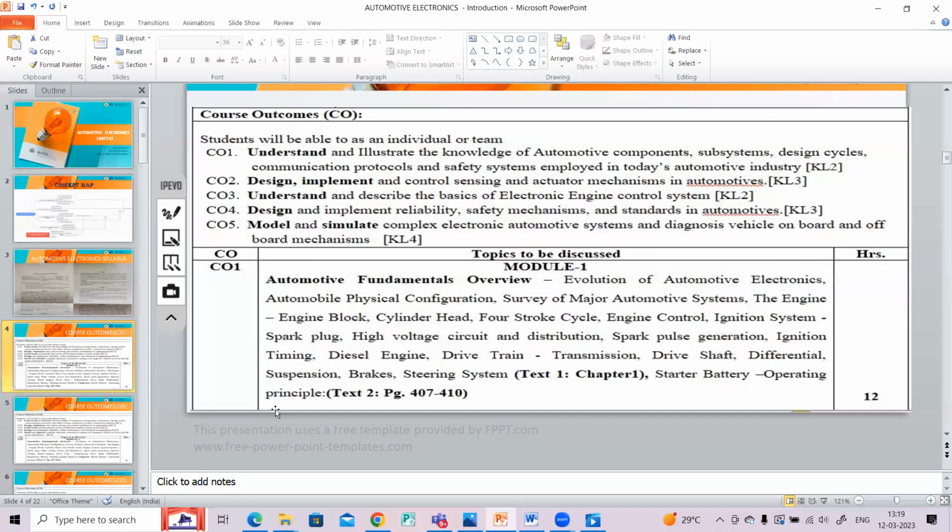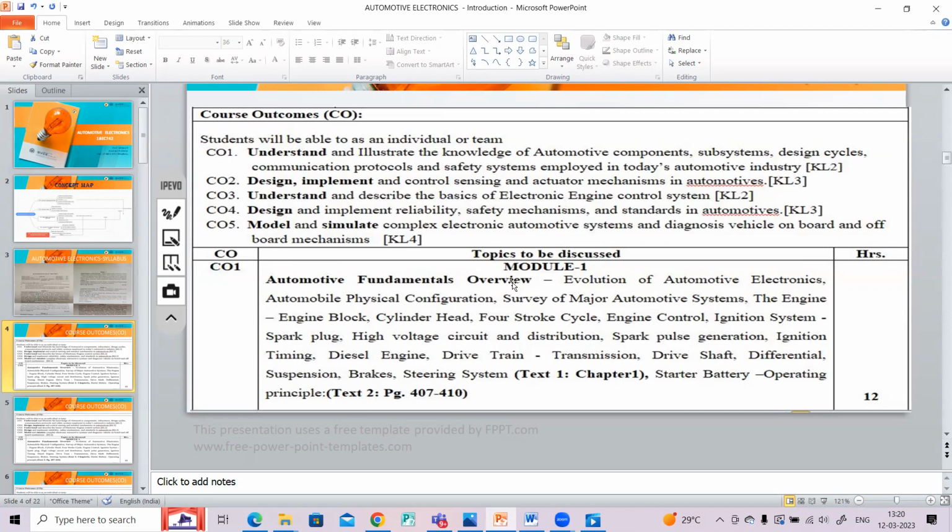Okay. Last class we discussed CO1, which covers the automotive fundamentals overview, and I explained the course outcomes that contain knowledge levels with respect to CO1 to CO5, where we are going to see the knowledge levels related to understand, design, implement, and simulate. Okay. So now we are going to discuss in depth the concepts we are going to see in CO1, that is automotive fundamentals only.